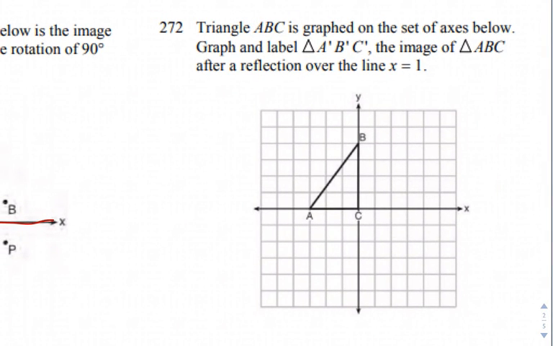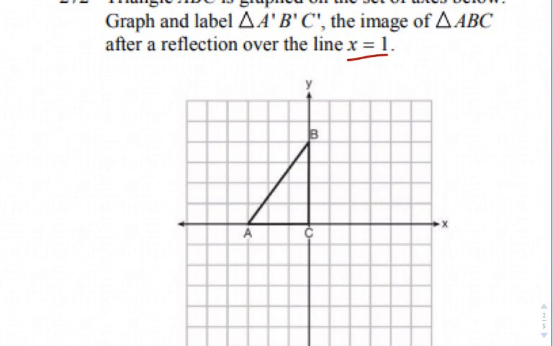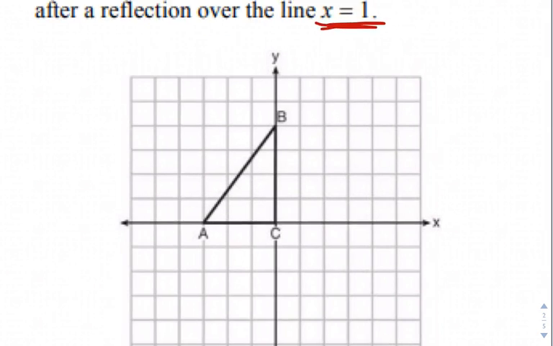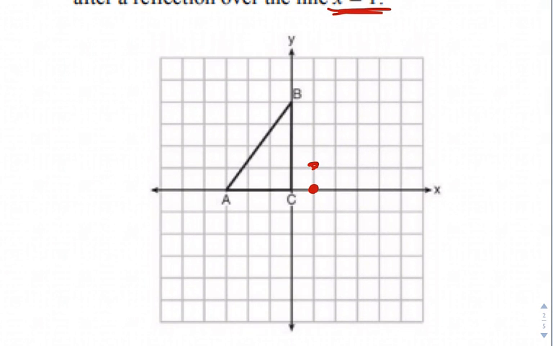272 says triangle ABC is graphed on the set of axes below. Graph and label triangle A prime, B prime, C prime, the image of triangle ABC after a reflection over x equals 1. So x equals 1 means that it's a line where all my x values are 1. So if we're thinking about where x equals 1 is, it would be this point. Now if I tried to move this way, that would mean my x value would change to 2. So I know that's not right. If I move up though, I see that my x value is still 1, my y value is changing. So this line right here would be x equals 1.